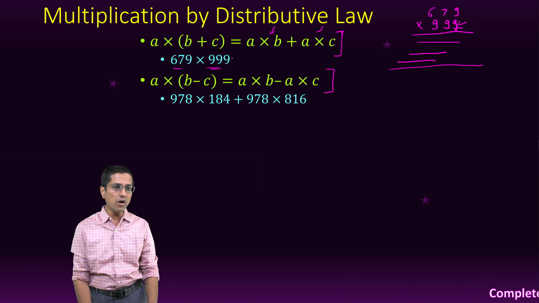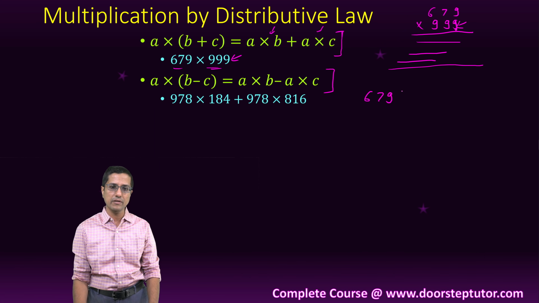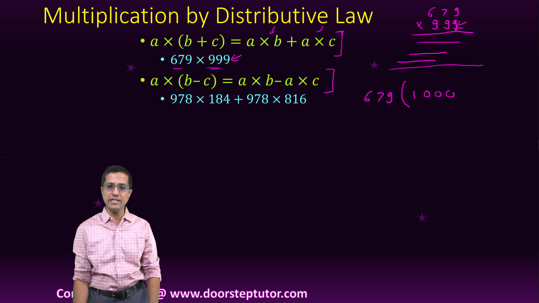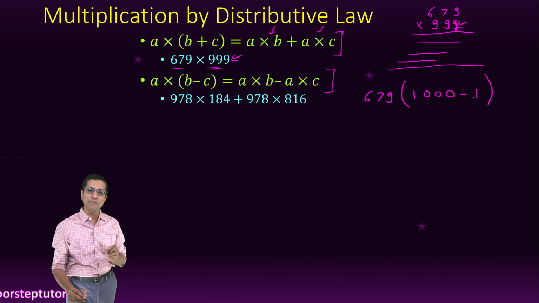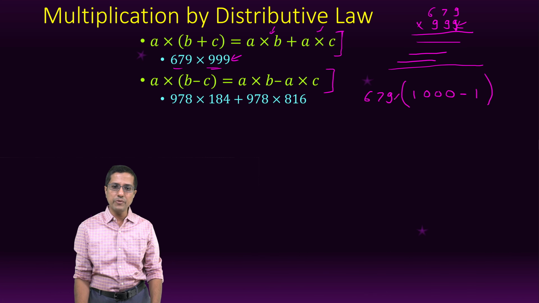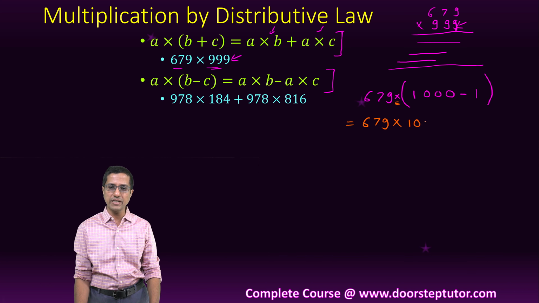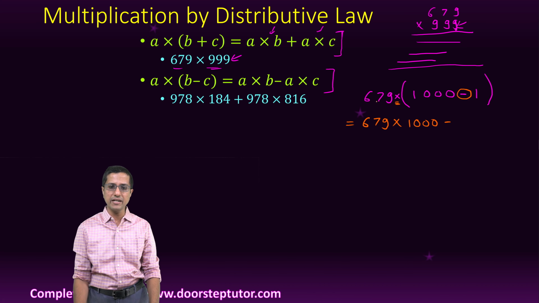What we can do is break this 999 into 2 parts. We can write it as 1000 minus 1. We have already studied the distributivity of multiplication over addition and subtraction. So this becomes 679 into 1000, and because there was a negative here, we put a negative, and then 679 into 1, which is just 679.